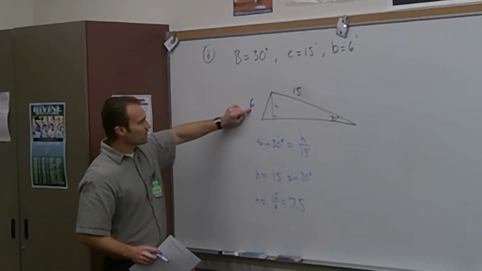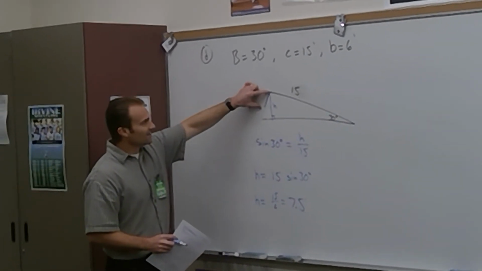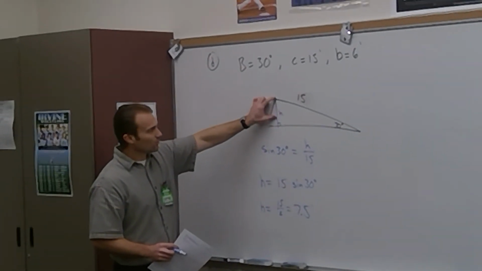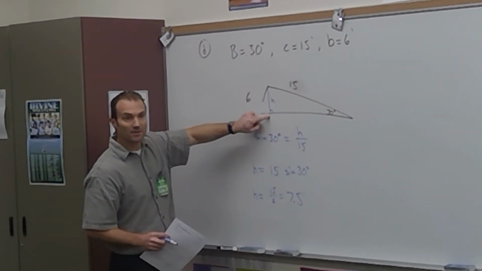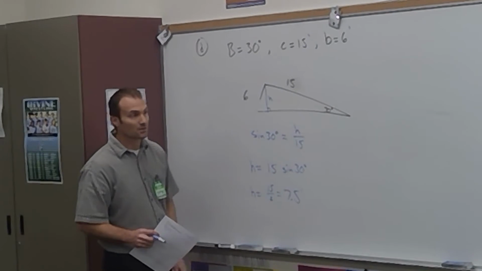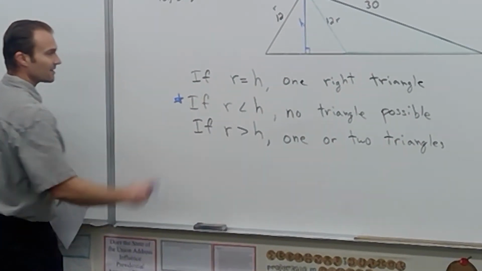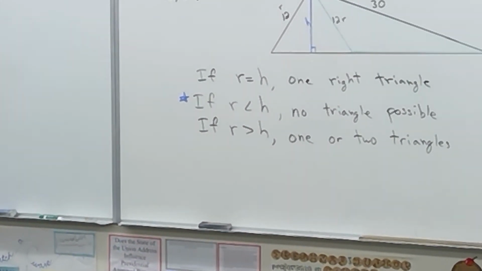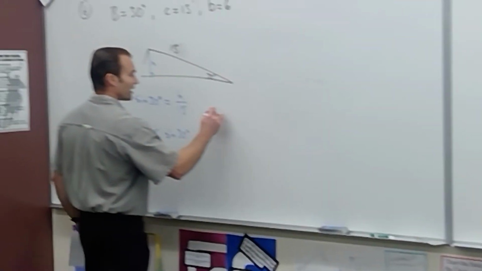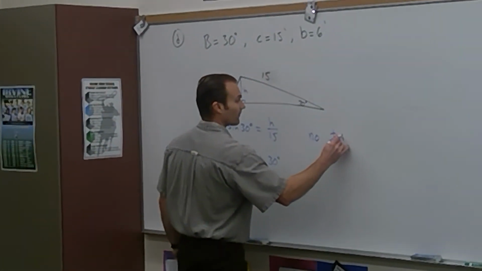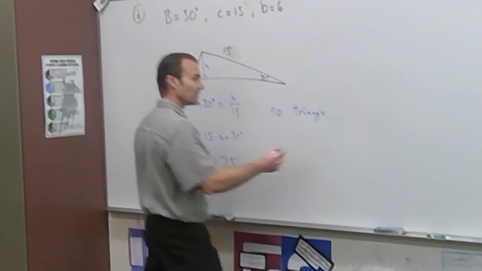But this side over here is only 6. So if I made it proportional, my side is shorter than my height. No matter how I turn it, it can't complete the triangle. It's too short. Okay, so I'm right here. My side isn't as tall as my height. It's not long enough to close my triangle. So no triangle exists. That's probably going to be your favorite problem, right? Because it's quick and easy.